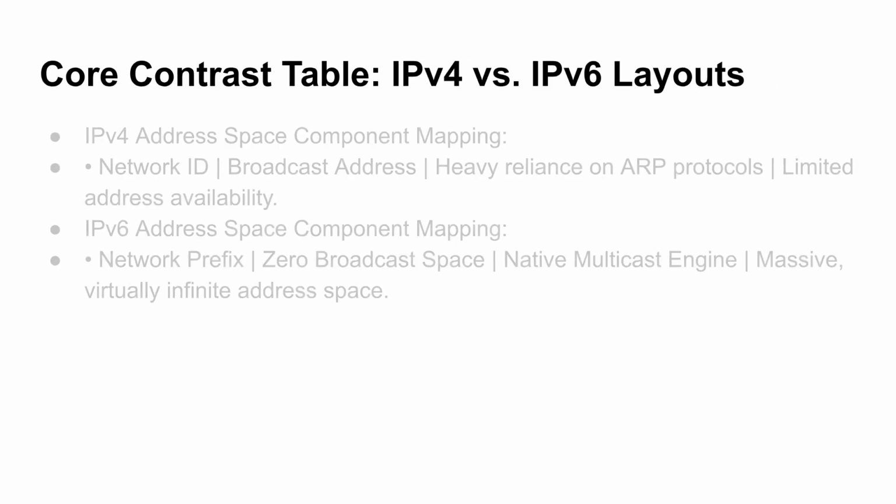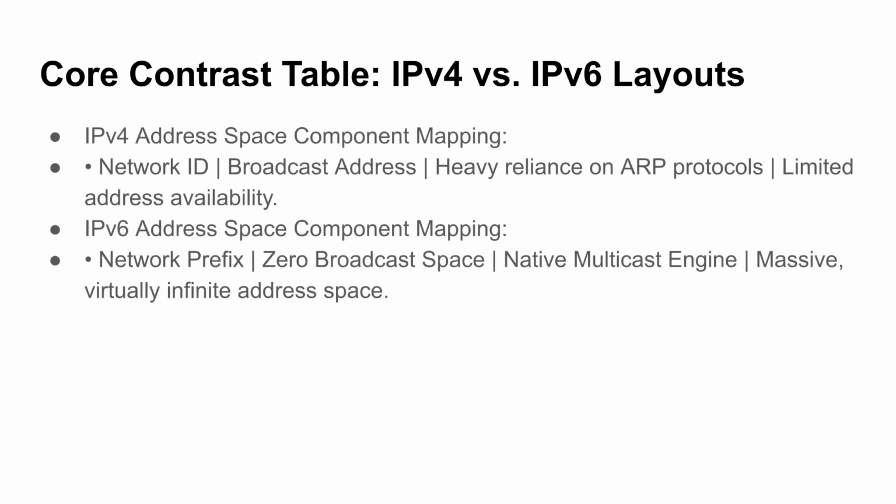To contrast the two, IPv4 relies on network IDs, broadcasts, and ARP, often facing address limitations. IPv6 shifts to network prefixes and native multicast, providing a massive, virtually infinite address space.